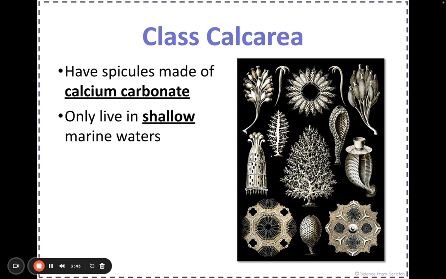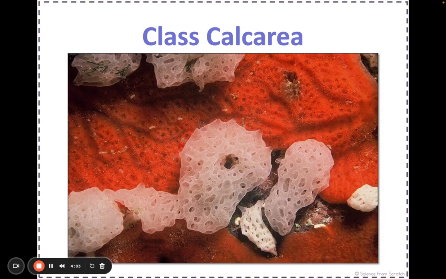This one has spicules as well, but they are made of calcium carbonate, and these ones are only found in shallow marine waters. So these are actually the only sponges that have calcium carbonate spicules, which is partly how they got their name. So again, remember, no spongin, yes spicules, but it's calcium carbonate instead of silica. Here is an example of one. You can kind of see they still have that more hard shape than the first class of sponges we looked at that was full of the spongin, but a little bit different than those glass-like ones we looked at in our second class.